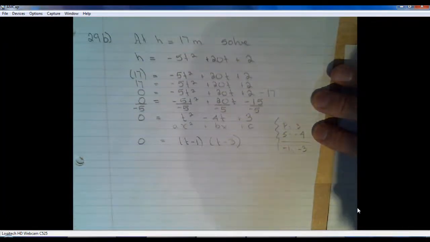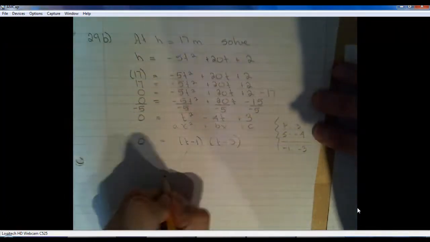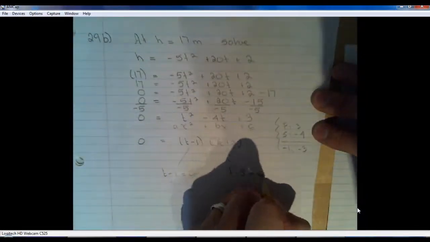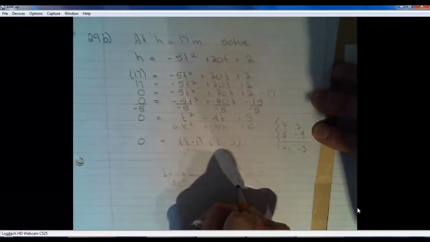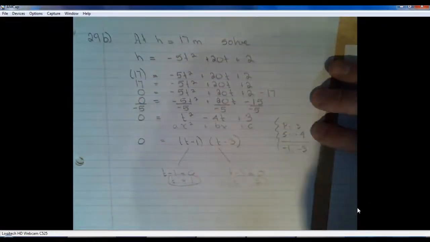And then we can break that into our parts. So that would be t minus 1 equals 0, t minus 3 equals 0. And solving that, t would have to equal 1, t would have to equal 3. Okay, and there you go.